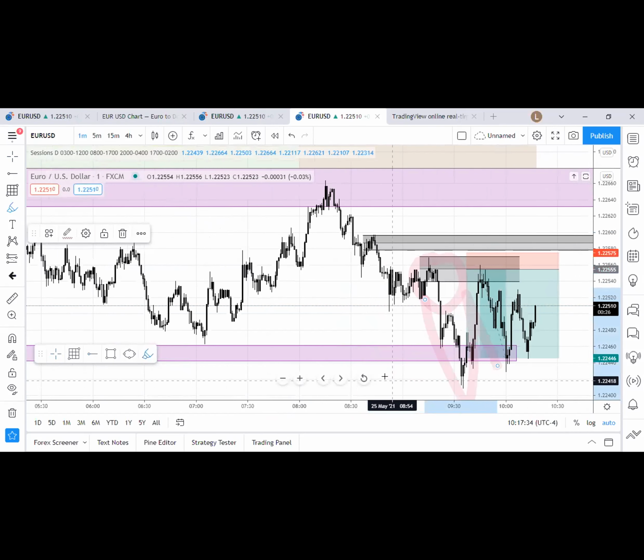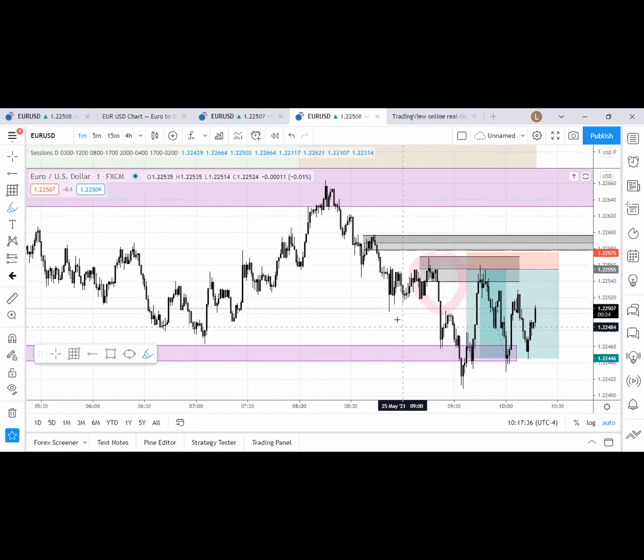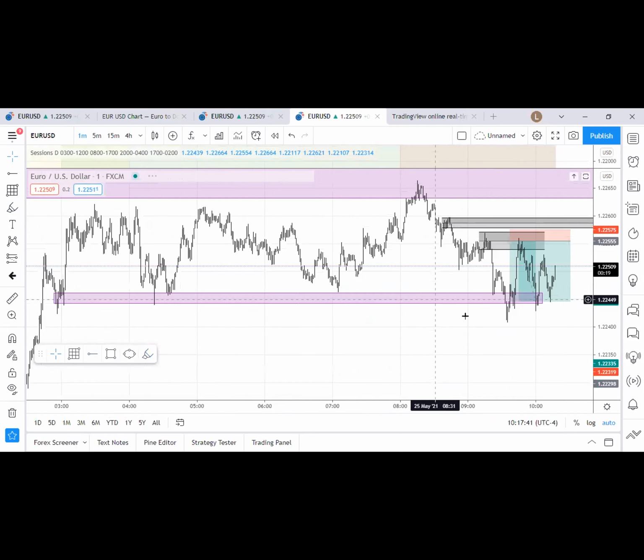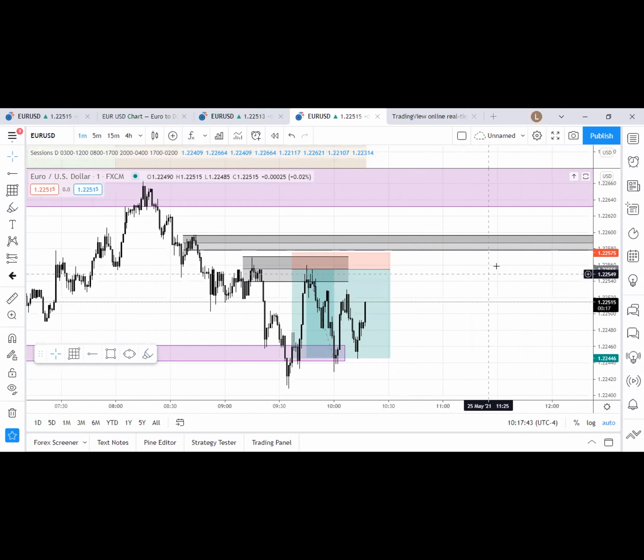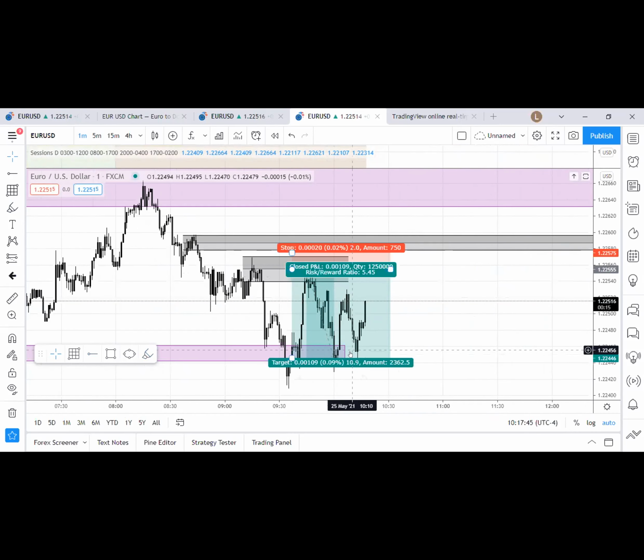Boom. That's it. Now I'm waiting to see if it actually breaks or not. I've already taken profit, so at this point I just do whatever I feel like I want to do.